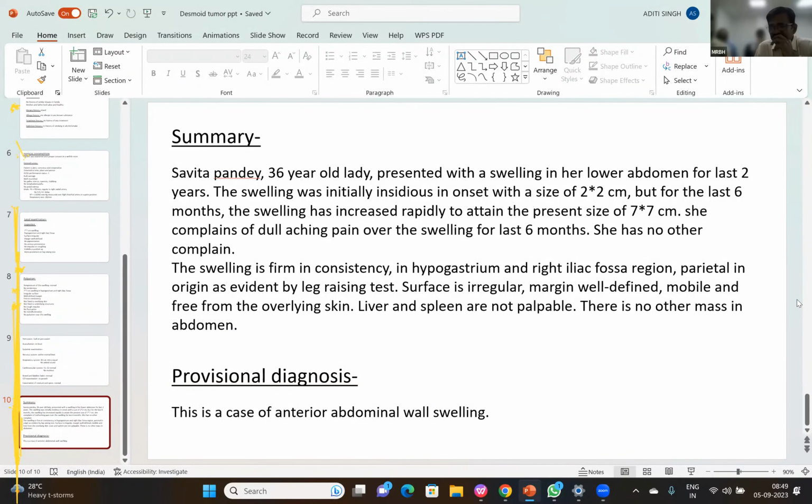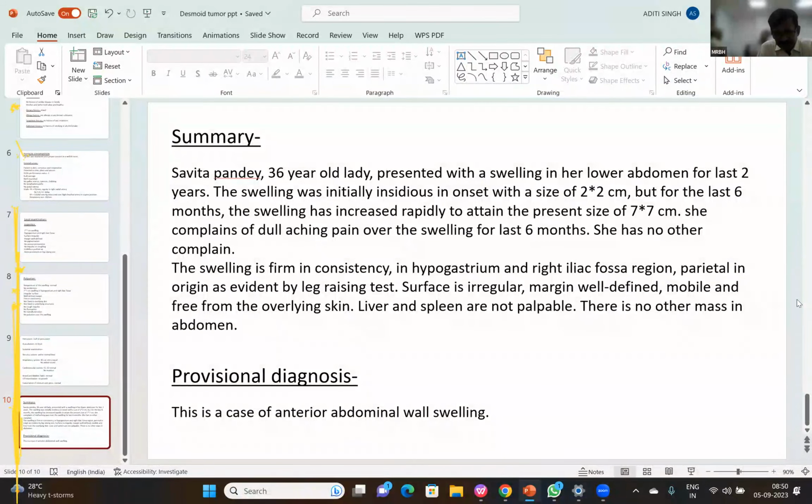So the swelling is arising on the anterior wall, involving the rectus muscle up to the posterior rectus sheath. Yes, sir. And you say it's free from the skin. Yes, sir. If you plan surgery for this patient, then the next point should be preparing the patient for surgery.